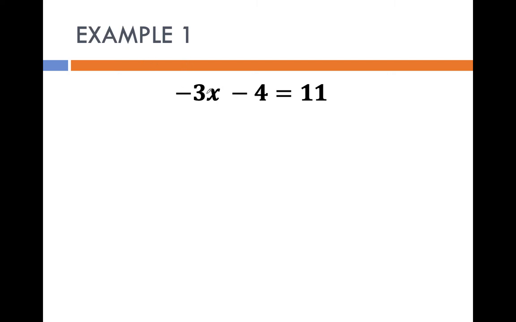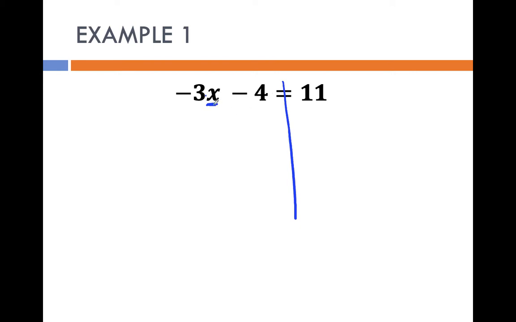Here we have negative 3x minus 4 equals 11. Our goal is to figure out, of course, what does x equal so that this whole equation, negative 3x minus 4, actually equals 11. So a little bit harder to do these in your head than the one step. So what we need to do is we need to isolate the variable. We want to get the x by itself. This is negative 3 times x, and this is minus 4.